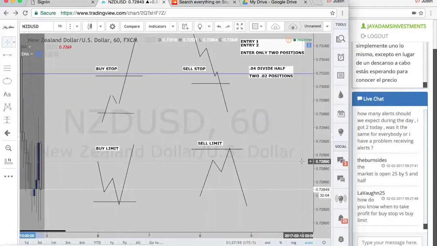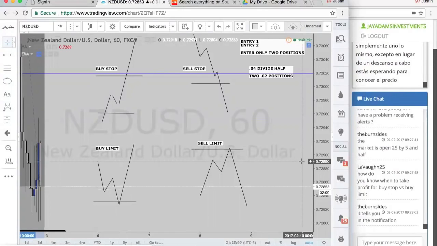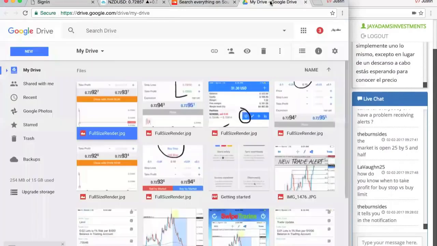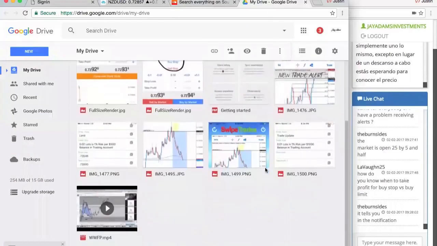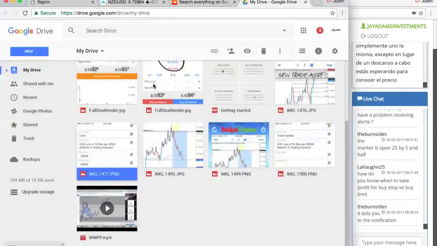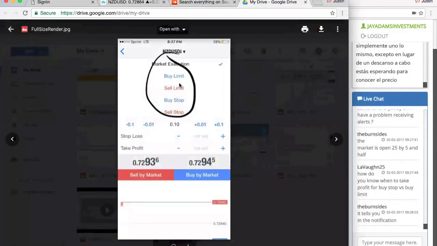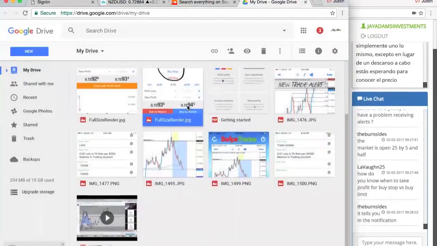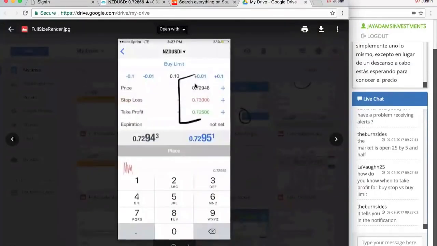How do you know when to take profit for buy stop versus buy limit? It's your take profit points are there. Yep, it tells you in the notification and everything. So it gives you prices right when you get the alert. This is what the alert will look like. New trade alert. This one was a limit. Your stop loss is here. Your take profits are here. So you simply just type it in here, hit that, and you type your prices in like so. Copy and paste.